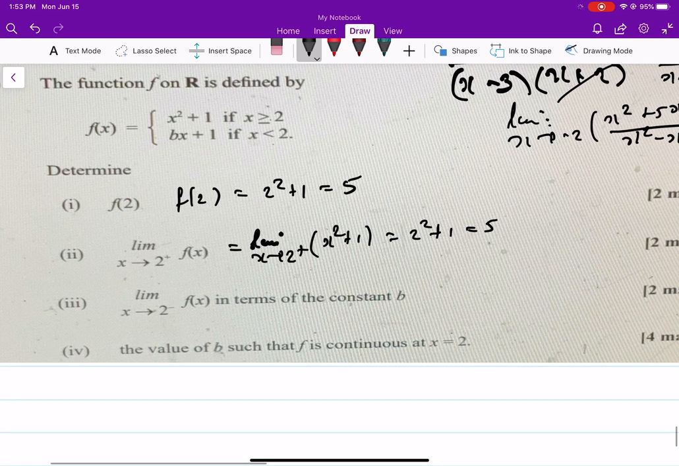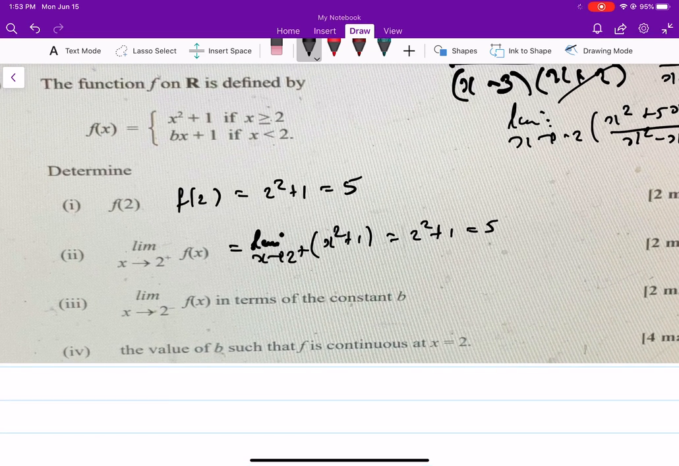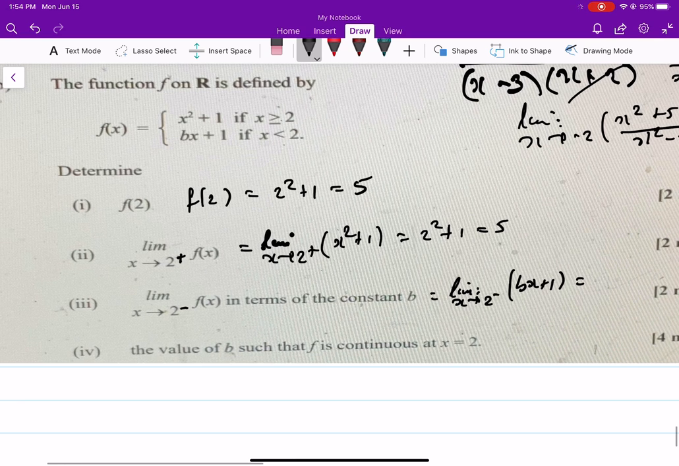The limit as x is approaching 2 minus. This is a 2 plus here, by the way. That's the plus and that's a minus. The limit as x is approaching 2 minus of f of x in terms of the constant b is equal to the limit as x is approaching 2 minus of bx plus 1. And the value there is 2b plus 1.